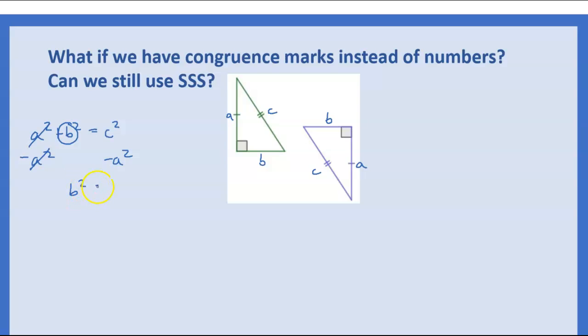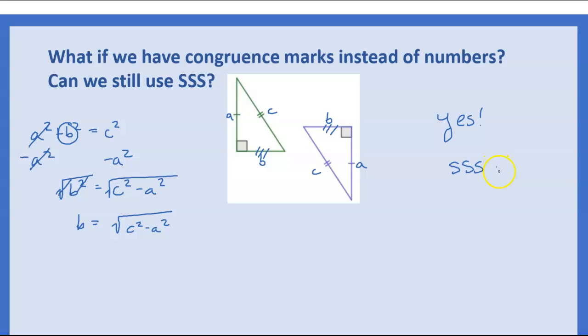We get B squared equals C squared minus A squared, and now we just have that last step to square root to get B by itself. We get B equals the square root of C squared minus A squared. So once again, this is just a set number. We don't know what the number is, but we do know that both of these B values have to be the same. They have to be this value right here. So we can determine that these sides are also congruent. So yes, we can again use side, side, side to prove that these triangles are congruent.